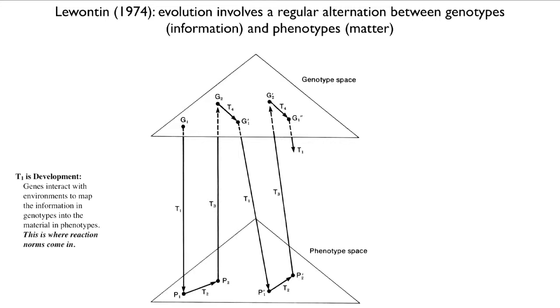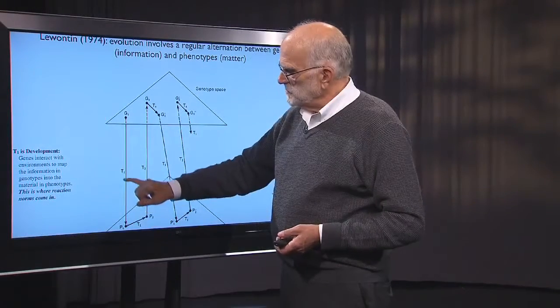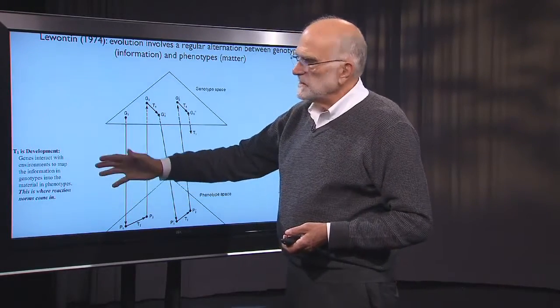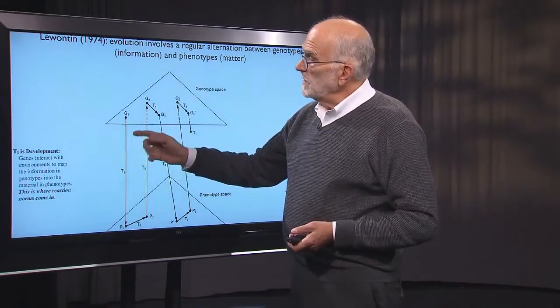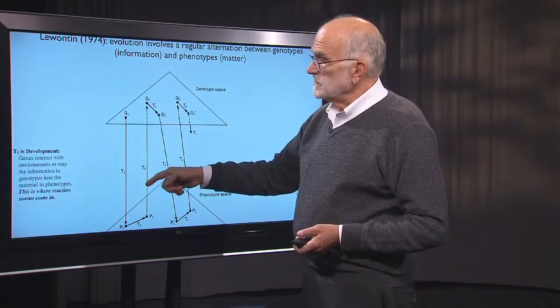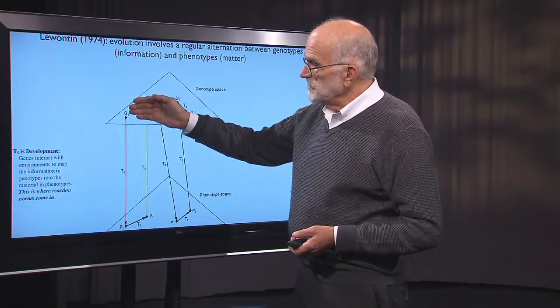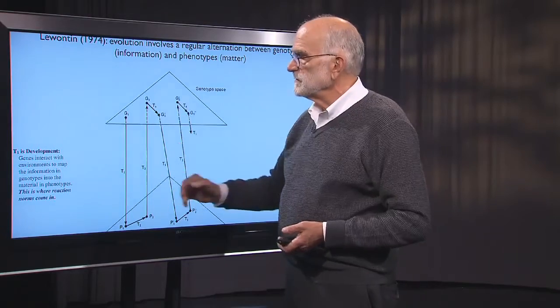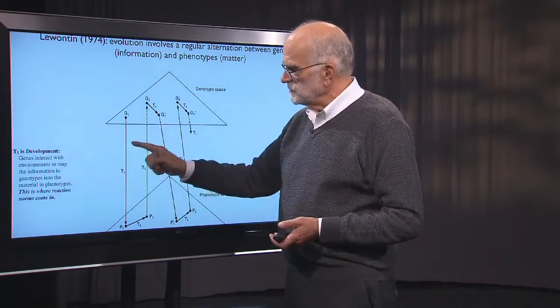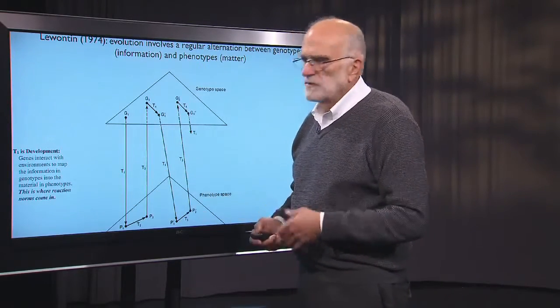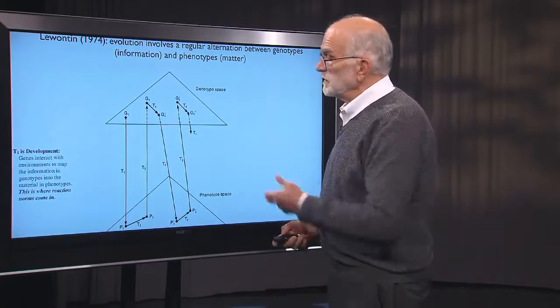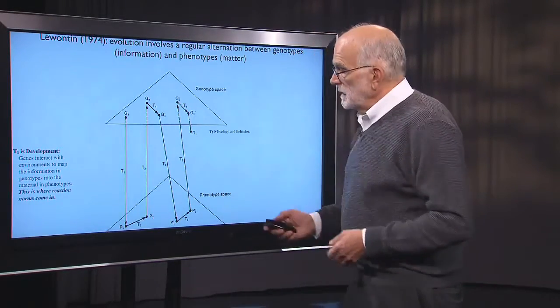The first transition that goes on is the one between a fertilized zygote and an adult organism. That's transformation T1. That's development, all right? There, genes are interacting with environments to map the information in the genotype into the material of the phenotype. So that's where reaction norms come in. But let's step through these others just to get a complete picture of what's going on.